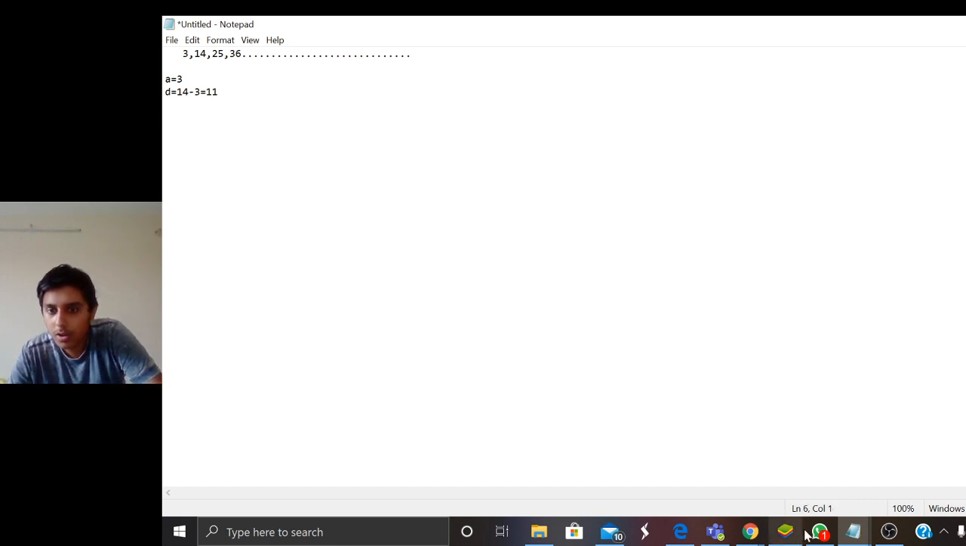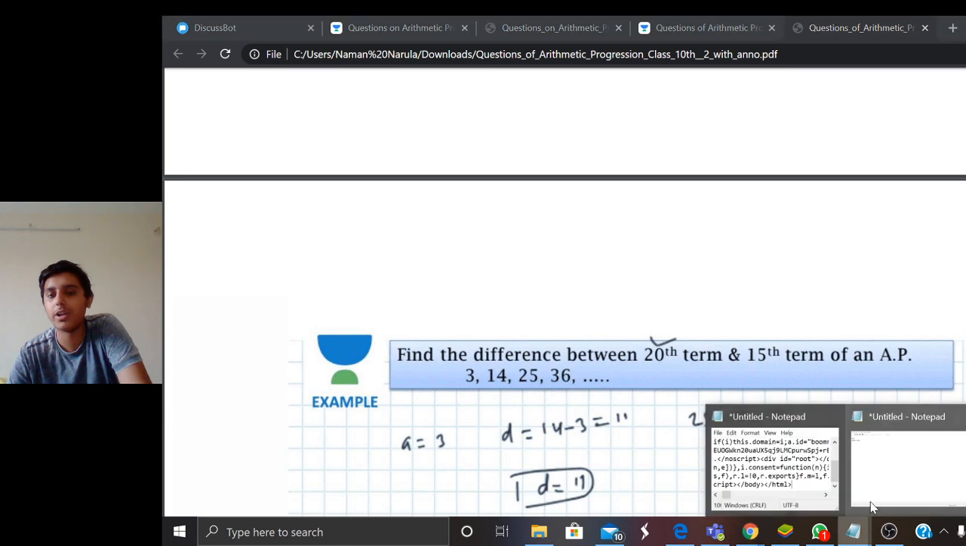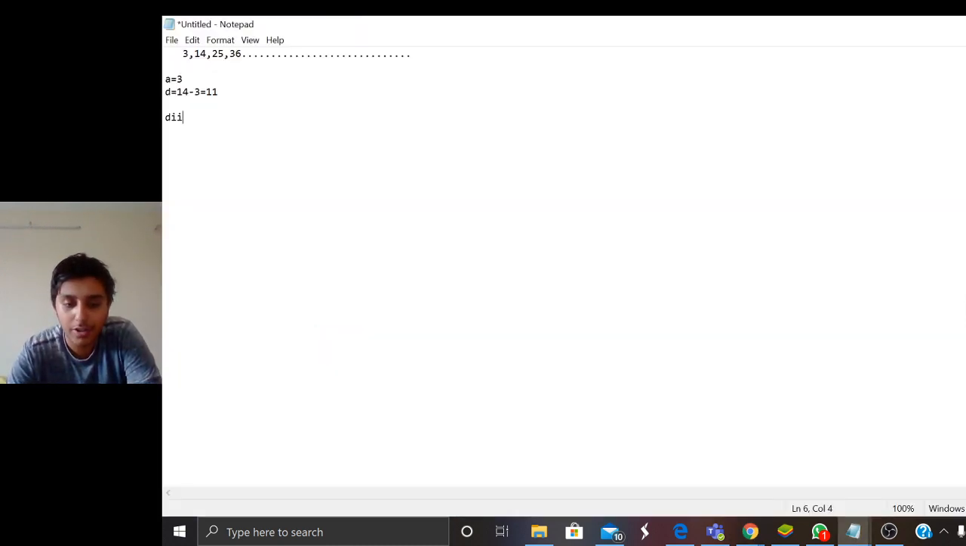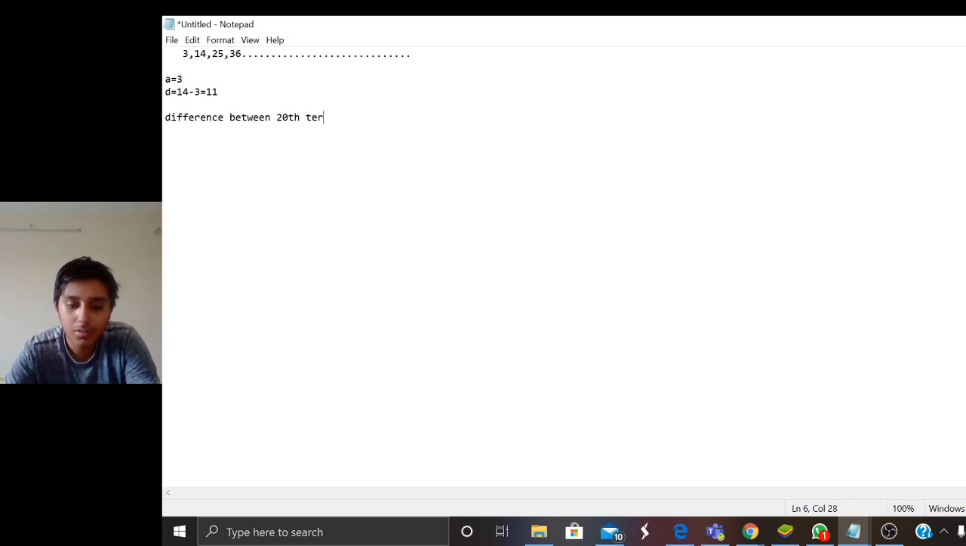So now let's see what we have got here. We need to find the difference between the 20th term and the 15th term. So guys, what is the 20th term? It's An, right? So that's basically A20 minus A15, right?